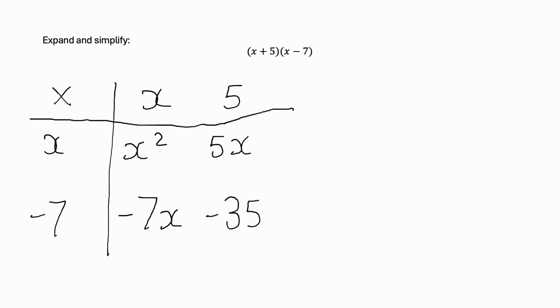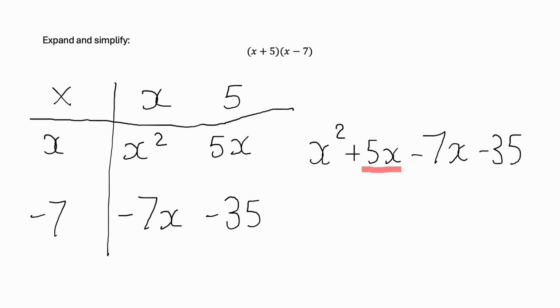Then we're going to combine them together. So we're going to get x squared plus 5x subtract 7x subtract 35. And then we're going to collect like terms. The only like terms that we have are this 5x and -7x. The reason they're like terms is because they've got that x next to each other. So 5x subtract 7x is -2x. So we get x squared minus 2x minus 35.